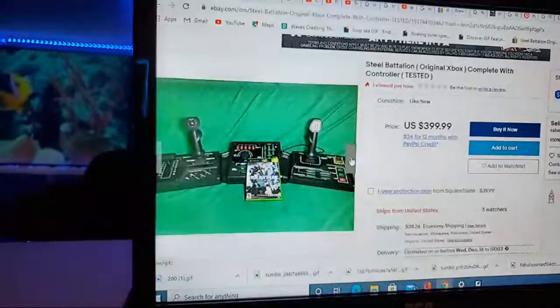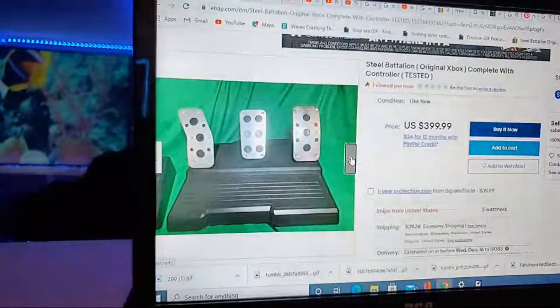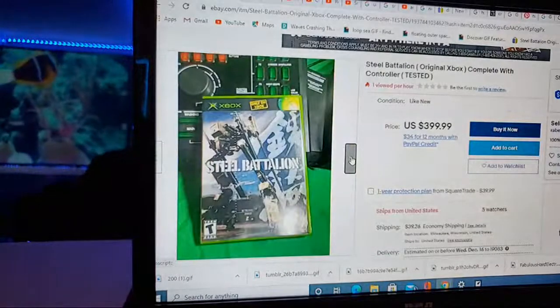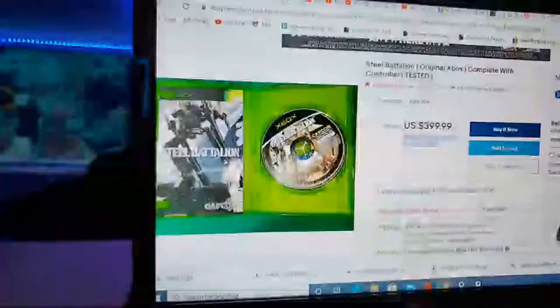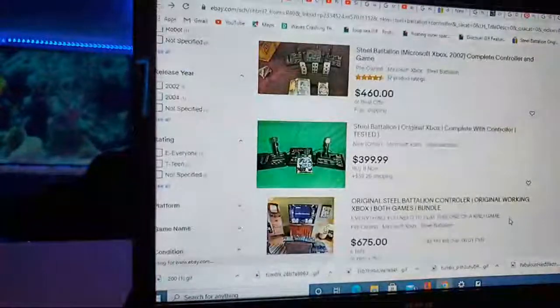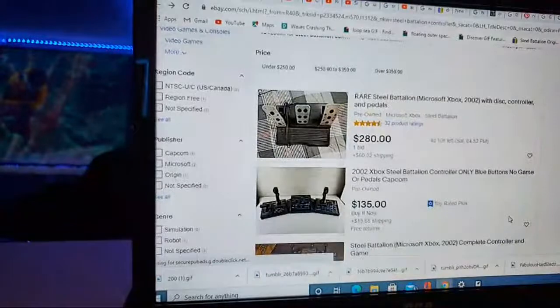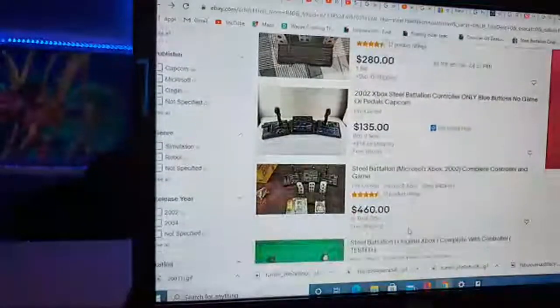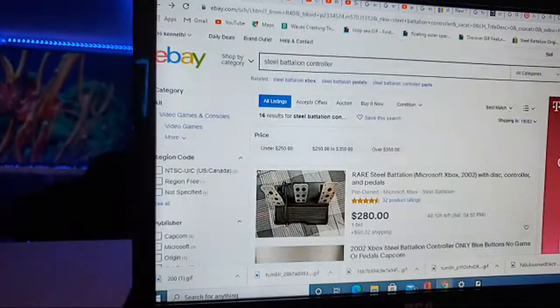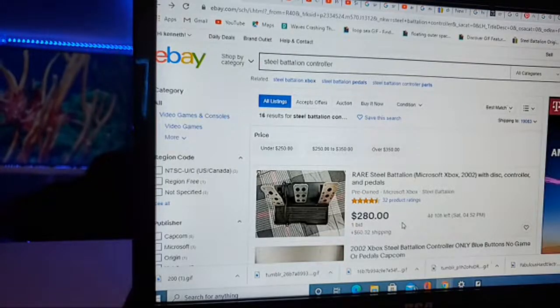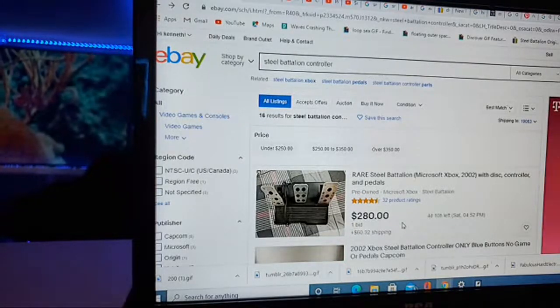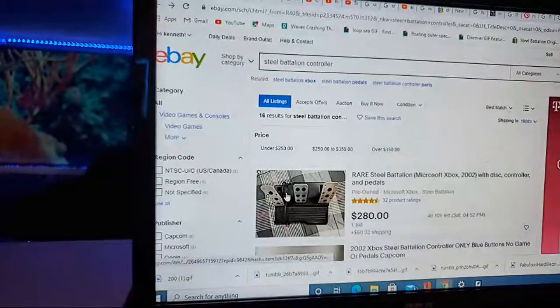So I won't have to spend the money to do it. Yeah, those are the pedals. Those are the original pedals with it. That's the game right there. Yeah, I want to spend the money for it. That's what I'll do. I ain't gonna find no cheaper. I think it's gonna be very expensive. 135. They want 135. They want 460. They ain't bad. 280. We're just saying 280 for the pedals. Rare Steel Battalion American Soft pedal. They're the same pedals as any other pedals. What are you talking about? Okay, whatever.